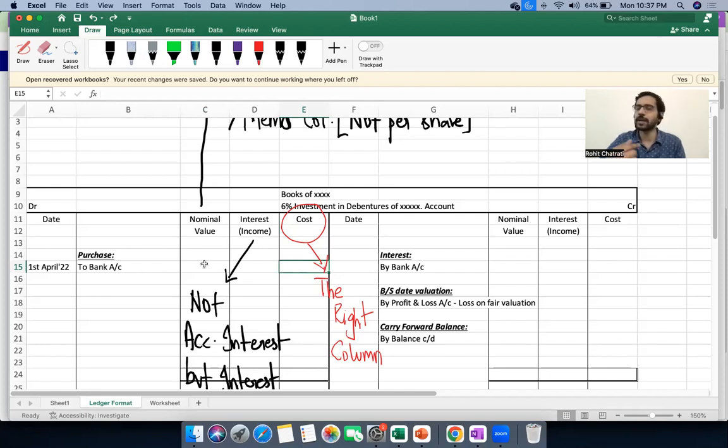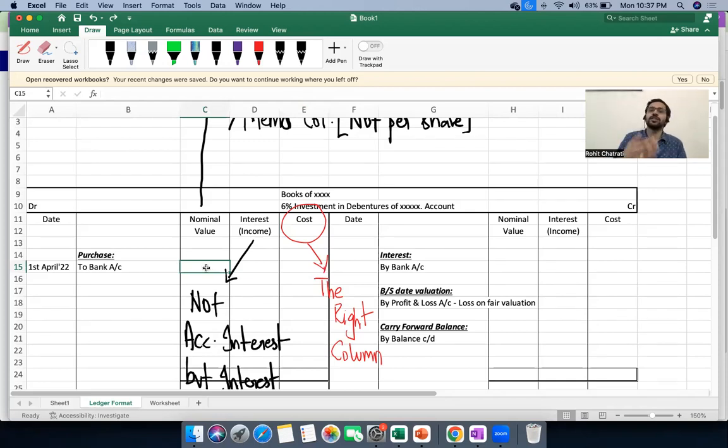All right. Again, repeating it, nominal value is not going to form part of your books of accounts. What is part of your books of accounts is actually the 80,000 that you've written in the cost column. What is going to form part of your trial balance and balance sheet at a later point in time is the cost column of 80,000 rupees. Nominal value is only more for information purpose.